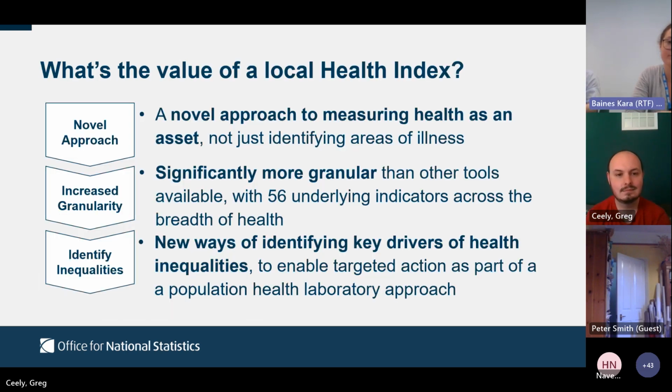Expanding a little on the value of the local health index, it really is a novel approach to measuring health as an asset, not just as a deficit model. A lot of ways of understanding health are the prevalence of something, or the incidence of something, or mortality rate or hospital admissions. But health is much more than that, and by having those 56 indicators, it can become significantly more granular by taking the geographical approach that we've taken.